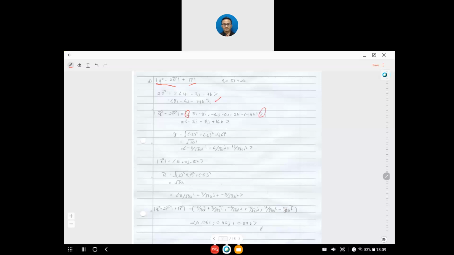Okay, supposedly you don't need this, you don't need this, because you already did it in bracket form. So you can get negative 3 plus 6 plus 16. Okay. Find its magnitude. So you can get 301, square root of 301. You don't need this.